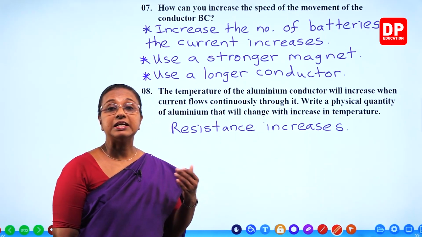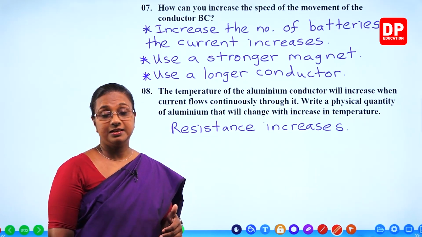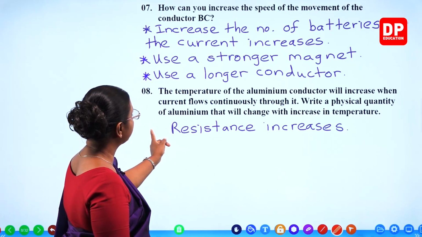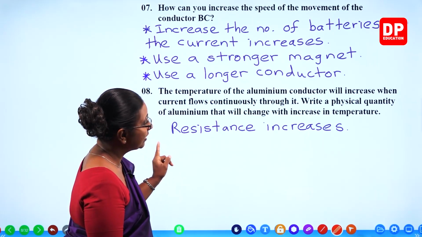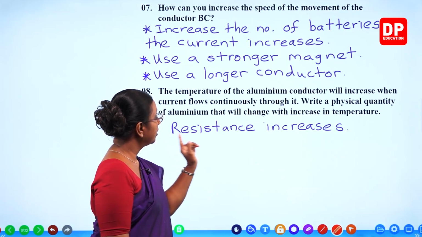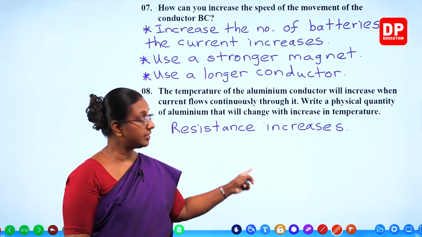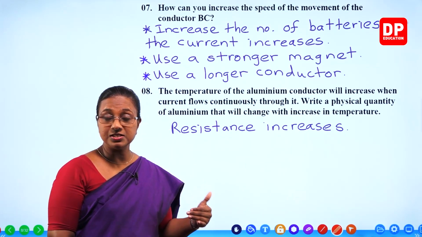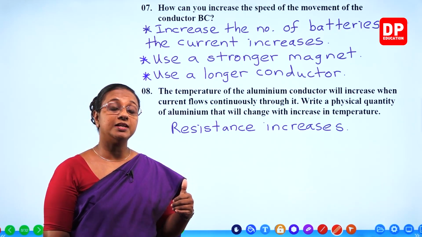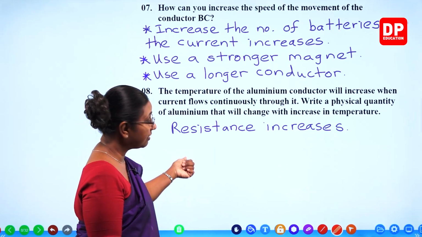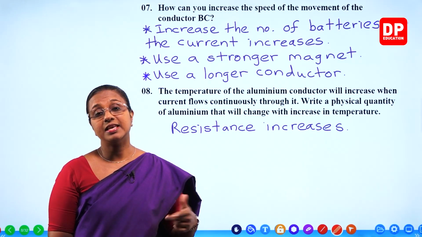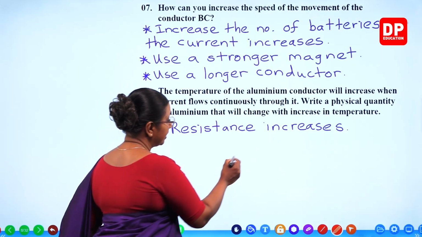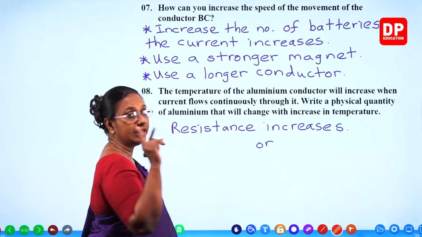That means the conductivity will decrease. So here they have asked the question, write a physical quantity of aluminium that will change with increase in temperature. So resistance is a physical quantity. If you say resistance increases, you all know the conductance or the conductivity of the conductor decreases. So you can write resistance or you can say conductance. Conductance decreases. So I'll write that also here. You have to write only one answer.